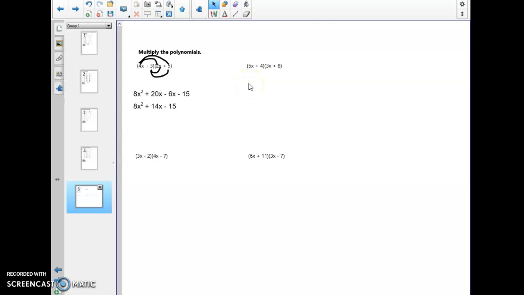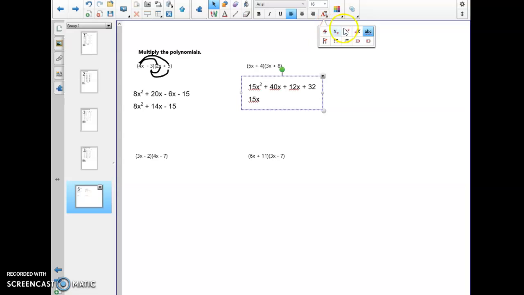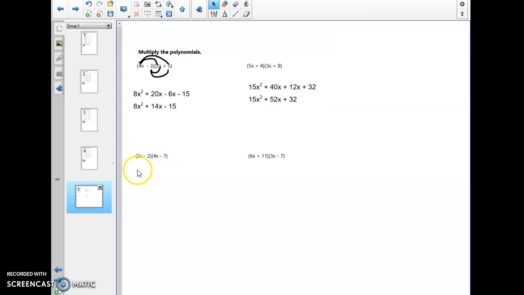Second one, 5x times 3x is 15x squared. 5x plus 8 is 40x. 4 plus 3x is 12x. 4 times 8 is 32. And we combine our middle terms. 15x squared plus 52x plus 32.